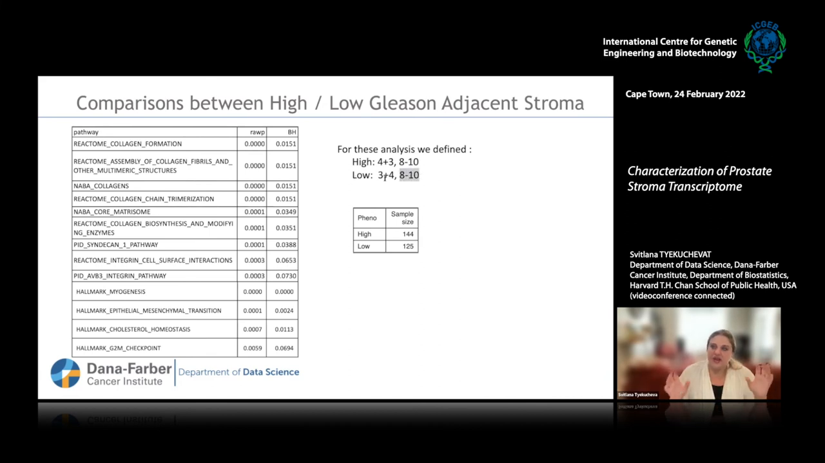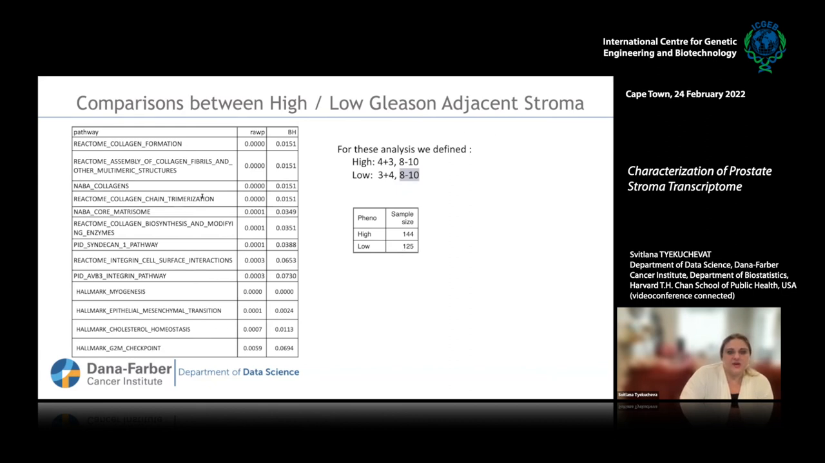In the LCM experiments, we didn't have Gleason 7s. Here we included Gleason 7s, and 4+3 went with high Gleason grade, and 3+3s and 3+4s went with low Gleason grade. So in this instance, we had 144 high and 125 low grade cases, including these sevens that were split between the two.